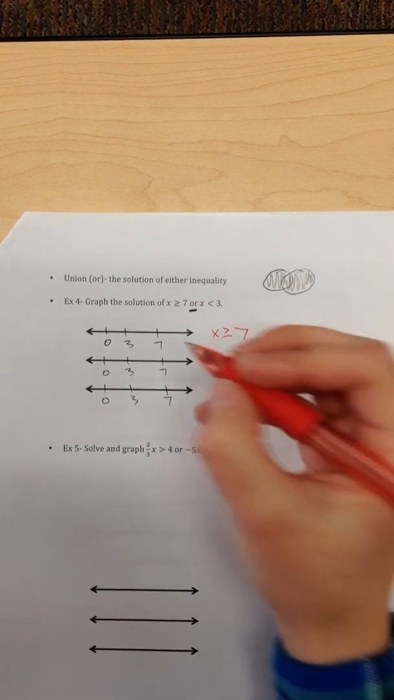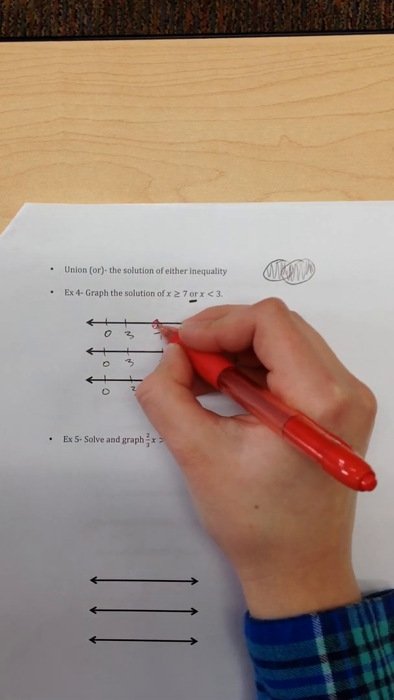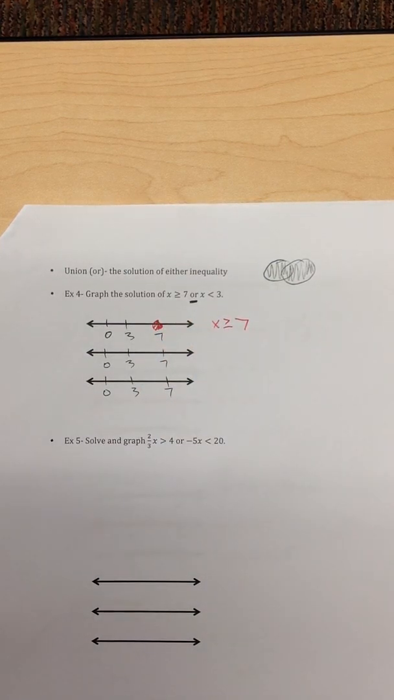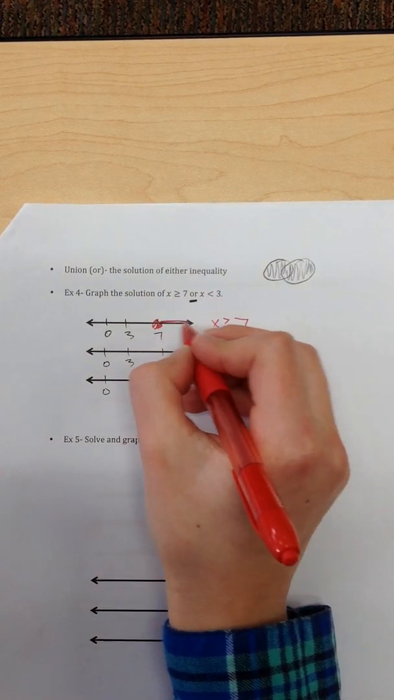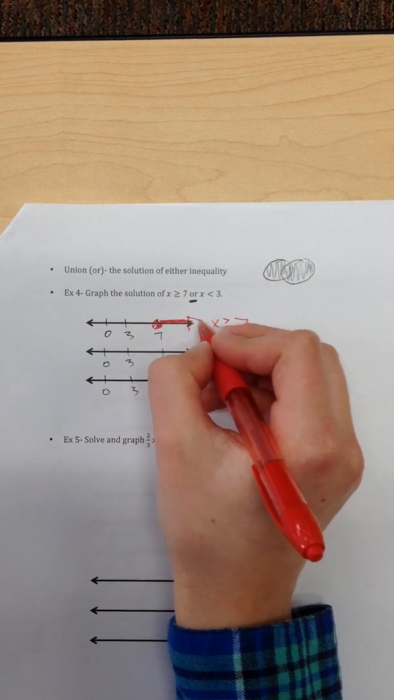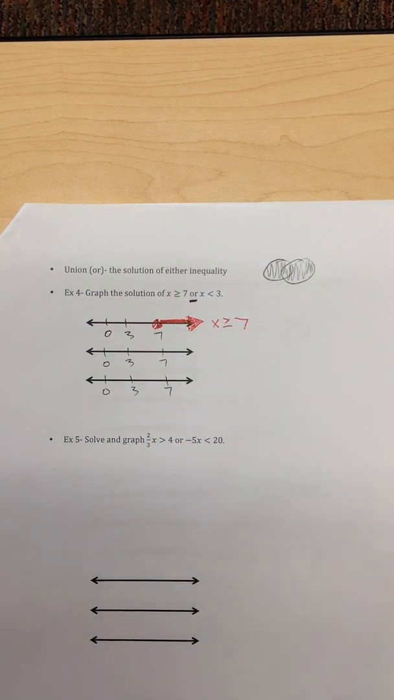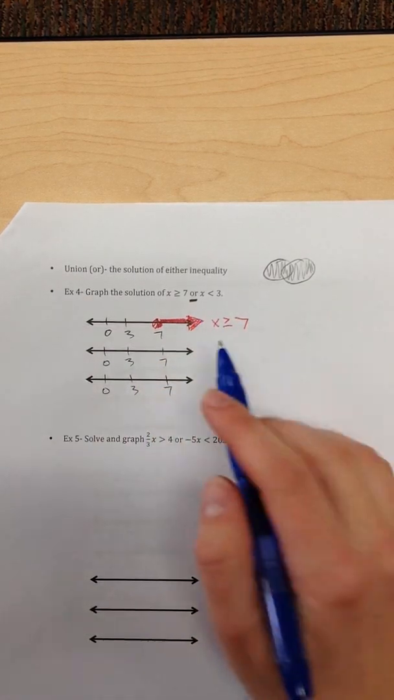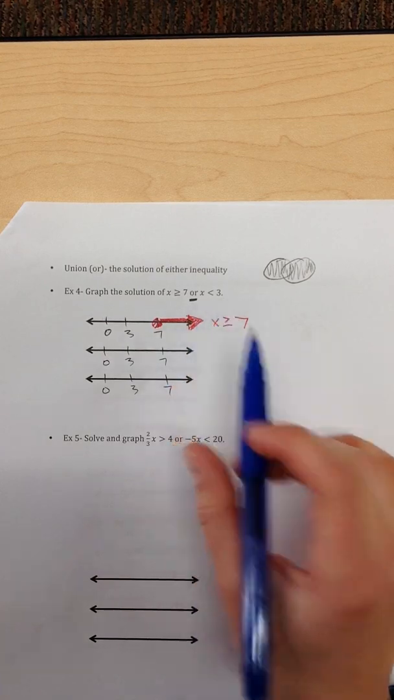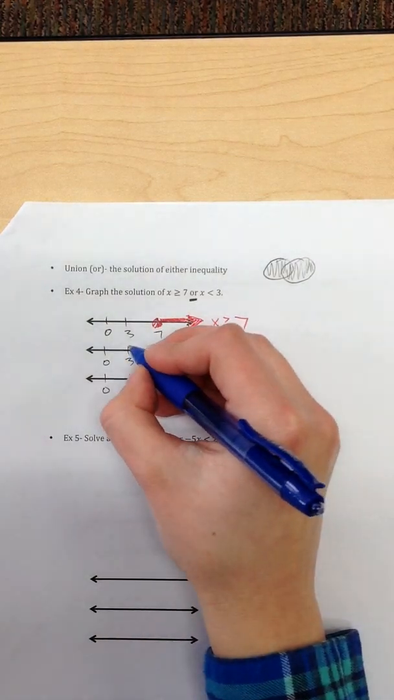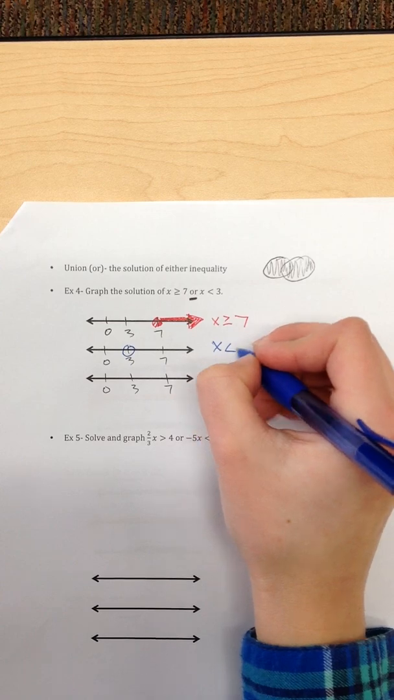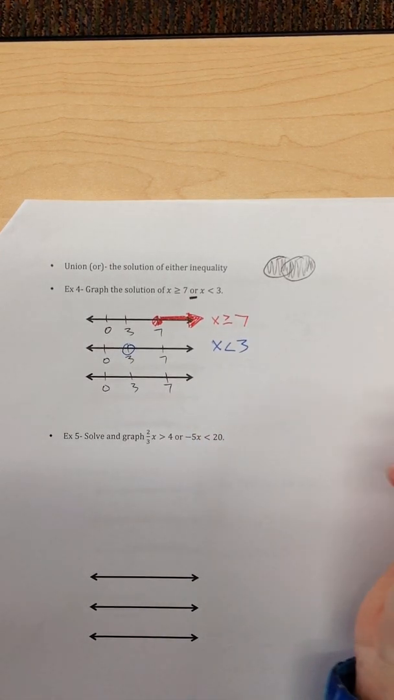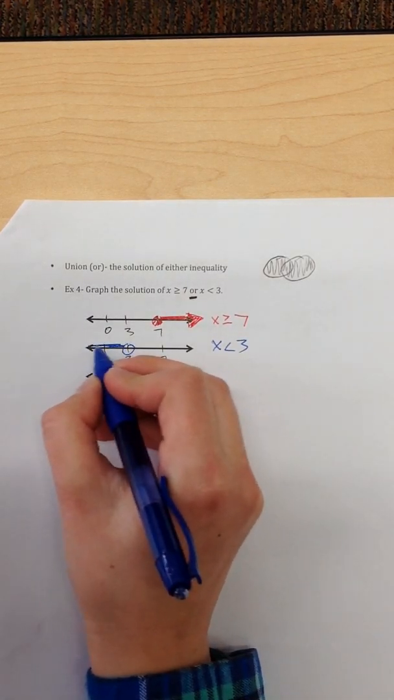So that would be a closed circle on 7, because it's equal to, and then I want numbers that are bigger than 7. So I'm going to shade off to the right. And then the next one there, I've got x is less than 3, so open circle on 3 because it's not equal to. And then I want numbers that are smaller than 3.